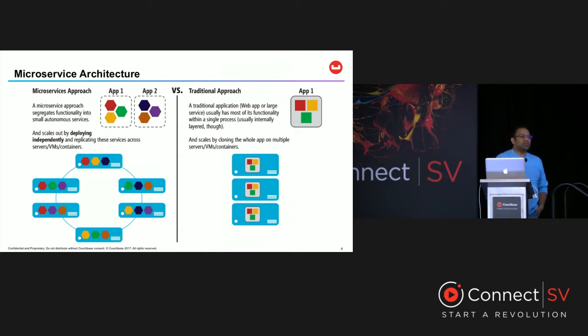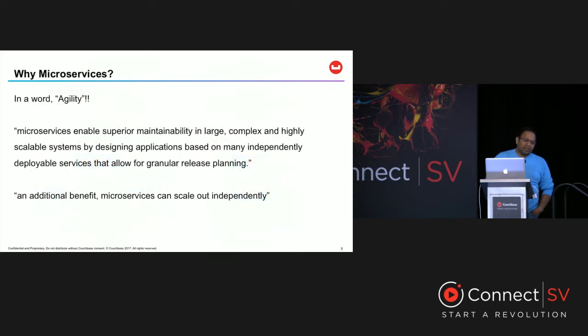This also gives you a chance for continuous integration and continuous development. You can make a lot of changes and push those changes to each service, and it gives you faster development. Now let's look at the why. We know what microservices are. Why microservices? Because in a single word, it gives you agility.